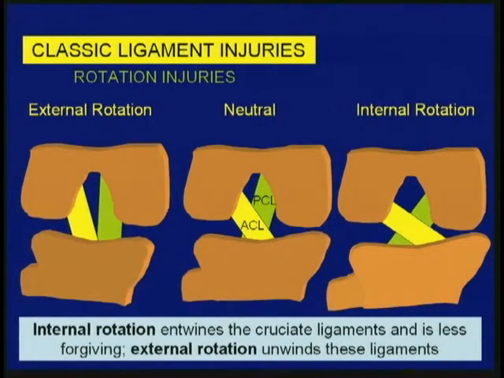We'll finish up with the two rotational injuries, the classic ones. I wanted to show you what the cruciate ligaments look like in neutral in the middle, in external rotation on your left, and in internal rotation on the right. The least forgiving position for the cruciate ligaments is internal rotation because they entwine. You can see that beautifully. They actually unwind in external rotation. So even though we do get injuries of the cruciates with external rotation, theoretically, internal rotation is a more important position, making the cruciate ligaments vulnerable.